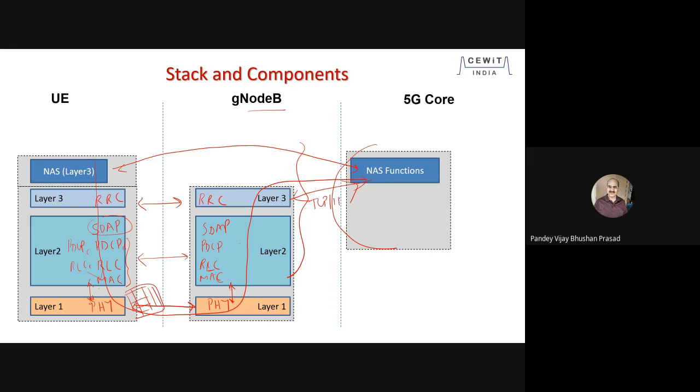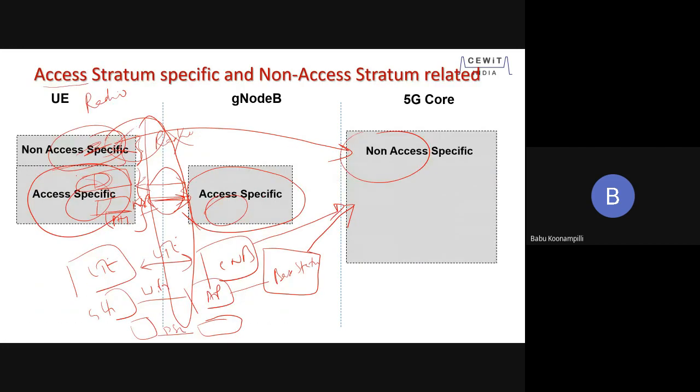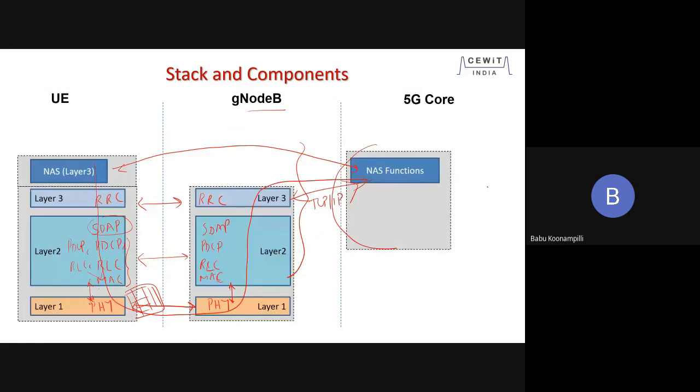So there is no physical layer of 5G technology. That's what I was mentioning earlier about access specific and non-access specific. Since the access specific ones in 5G core don't care about the physical layer aspect, there are no 5G technology physical layer aspects in the core.